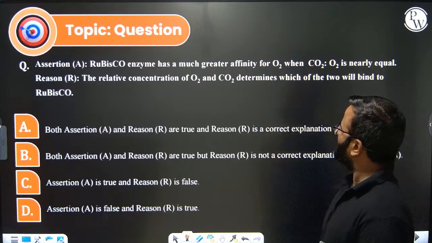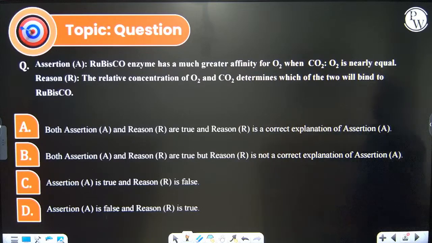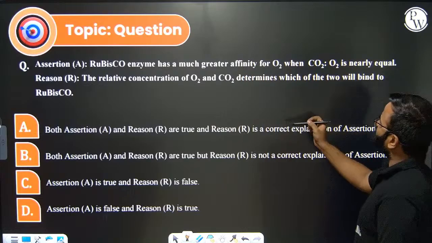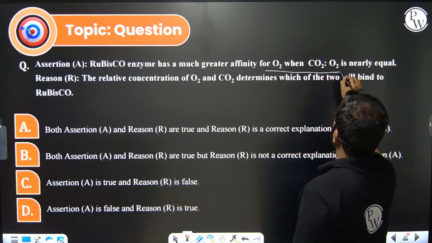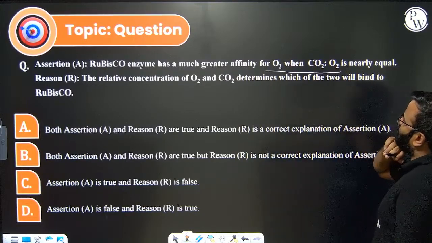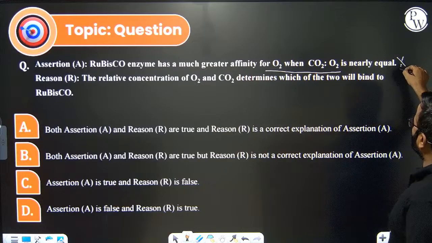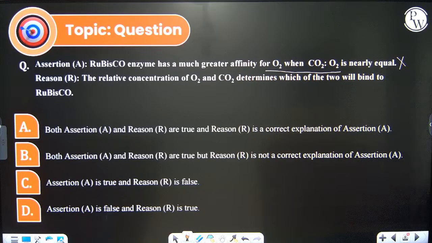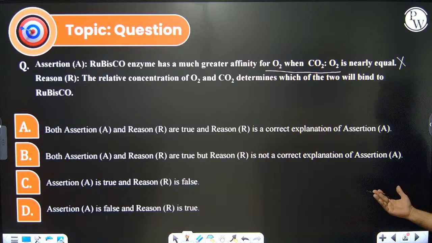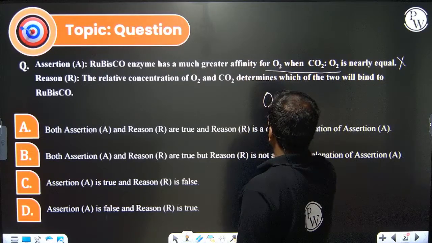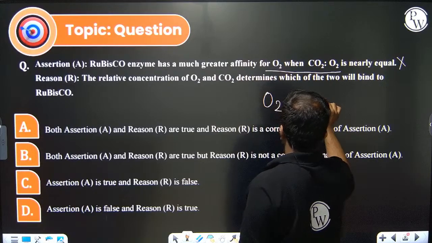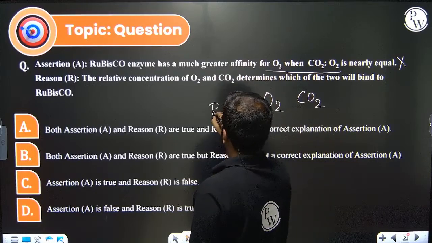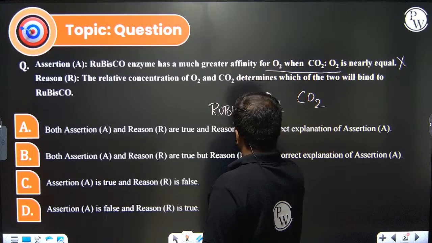Rubisco enzyme has much greater affinity for oxygen when CO2 and O2 are nearly equal. Nah, it has got affinity towards carbon dioxide when they are present in equal amounts. So this is wrong as a statement. The relative concentration of oxygen and CO2 determines which of the two will bind to Rubisco. Yes, it all depends upon the relative concentration of oxygen and CO2.